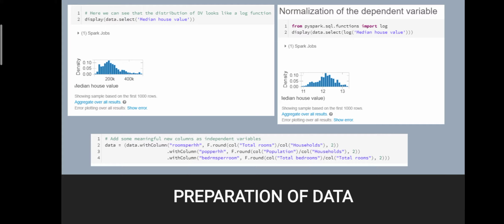Later, when we displayed the histogram of our dependent variable, we found that the distribution has a shape like a log function. So we use log to normalize the target variable. Here we can see it almost changes into a normal distribution. By the way, the value of the dependent variable becomes much smaller than the original one, which is convenient for us to do the analysis later. The last step we did was to add some meaningful new columns. For example, the rooms per household column is the number of rooms of each household.